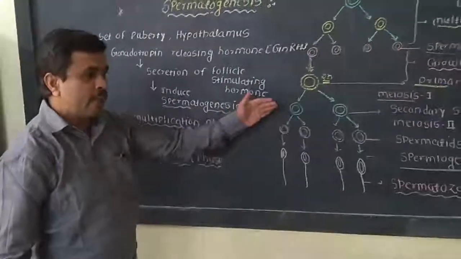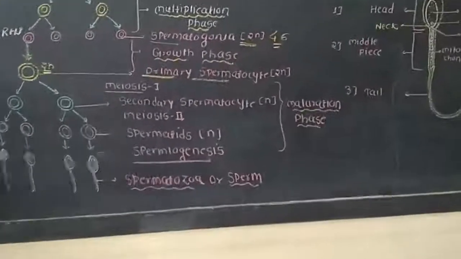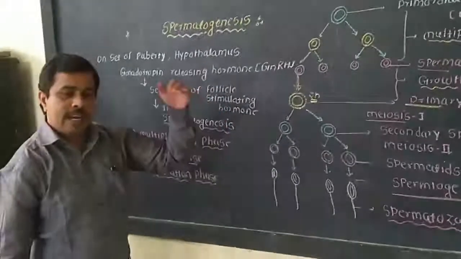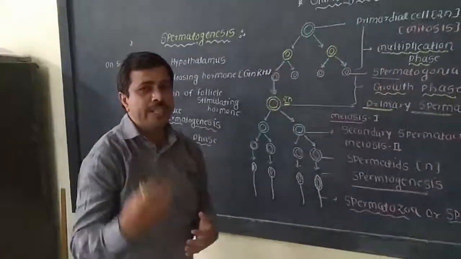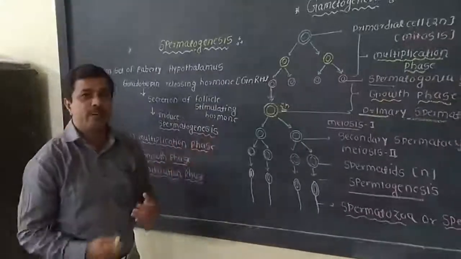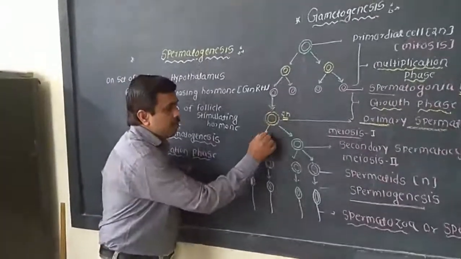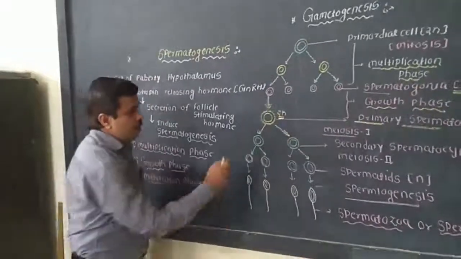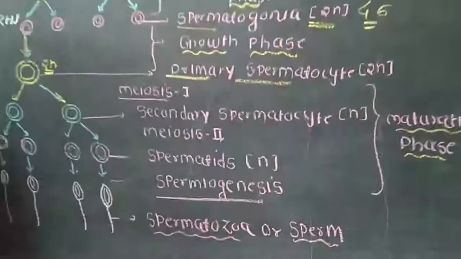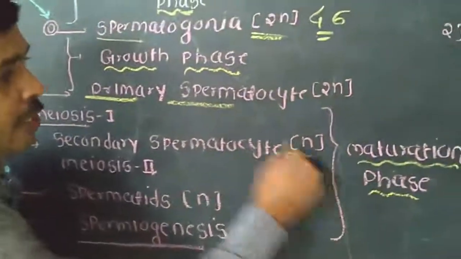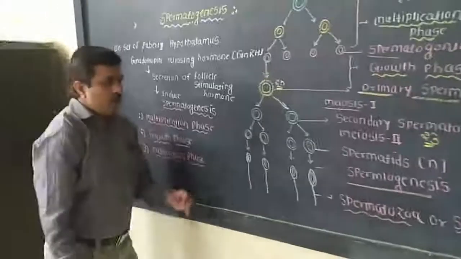Now what happens in the next stage? The third stage is known as the maturation phase. These spermatocytes undergo the process of meiosis, meiotic division. We know that in meiosis there are two phases, meiosis 1 and meiosis 2, and reduction division takes place. Firstly, the primary spermatocyte undergoes meiosis 1 to form two new daughter cells. These are known as secondary spermatocytes. These secondary spermatocytes are haploid and contain 23 chromosomes. Okay, now again, what happens?